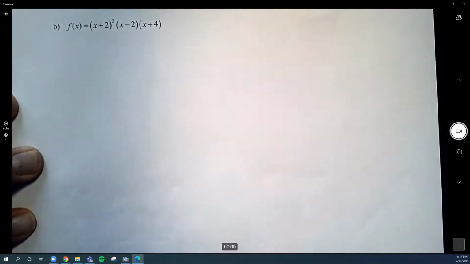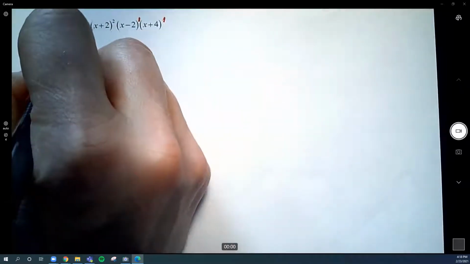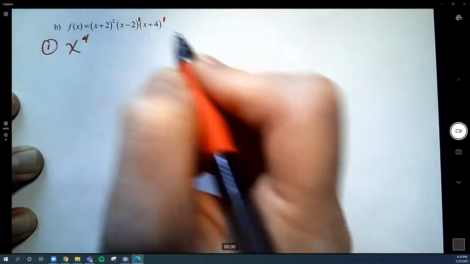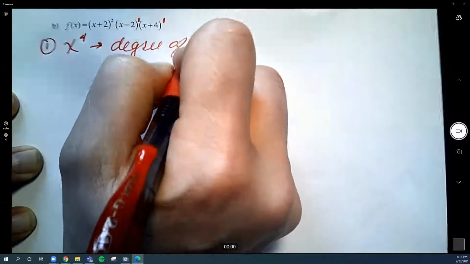The end behavior is going to mimic the degree of this polynomial. This polynomial has a degree of 1, 2, 3, 4. So this has an end behavior similar to x to the 4th as the power function, because it has a total degree of 4.